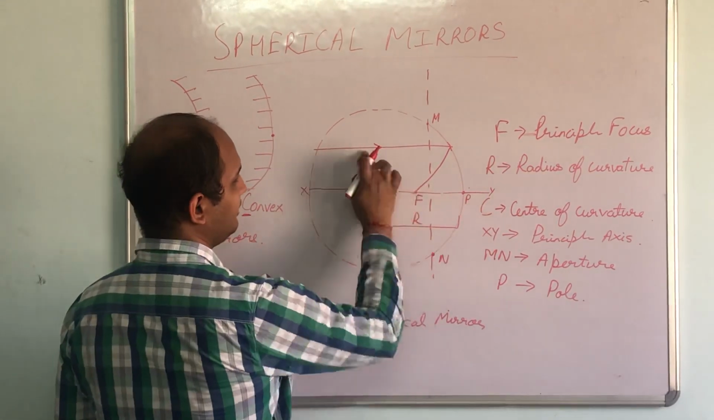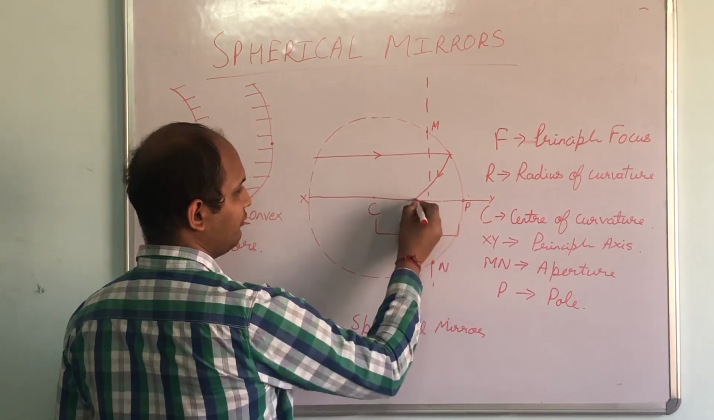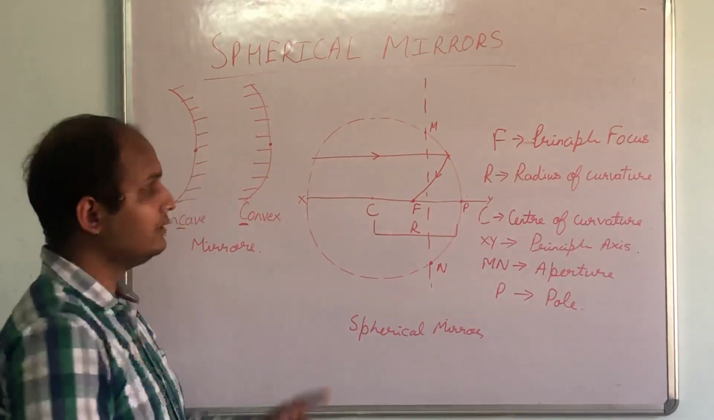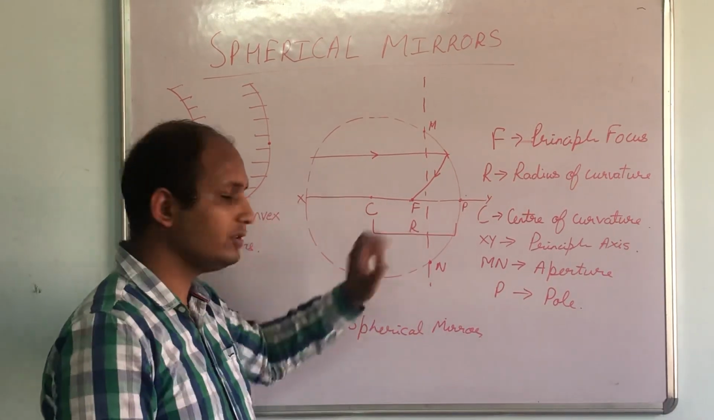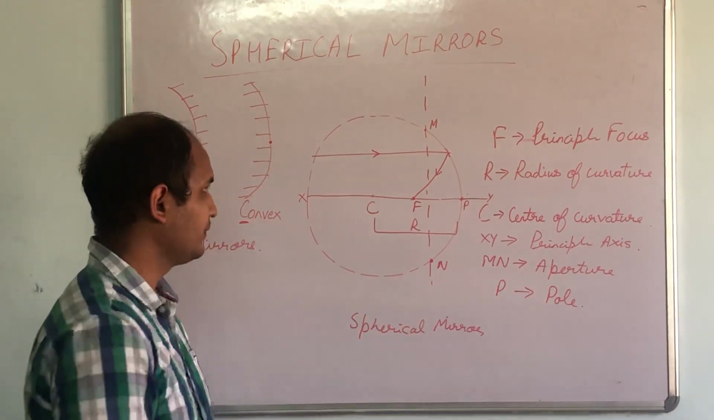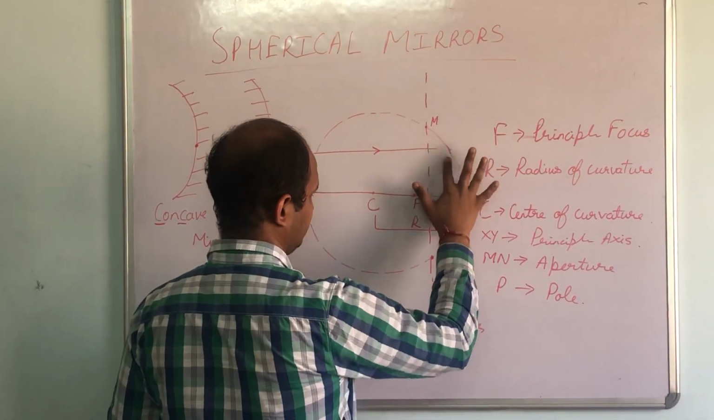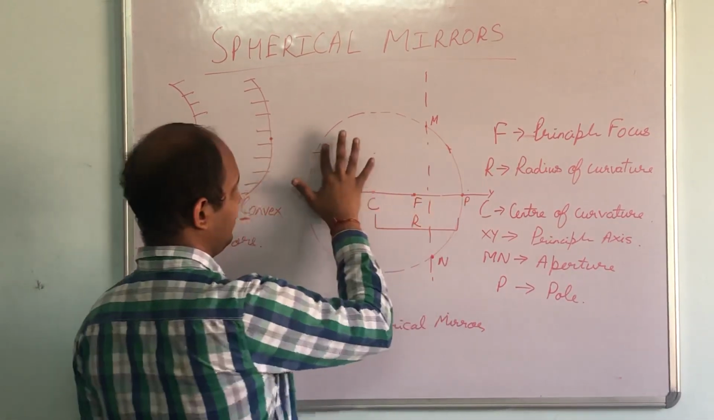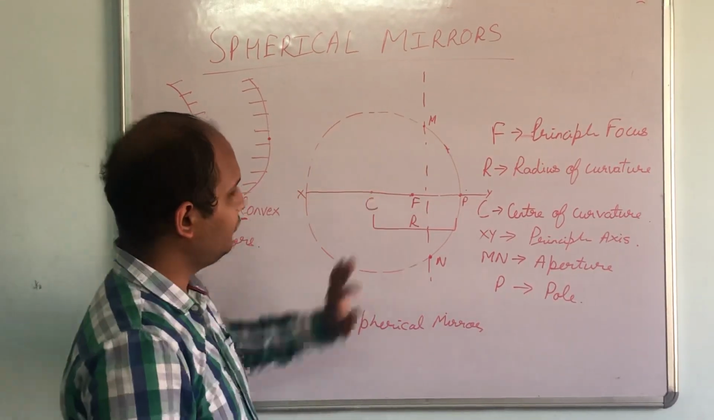I have drawn a single ray. This is the principal axis, this ray is parallel to the principal axis, and this is the mirror. The ray is getting reflected from the mirror and meeting at point F. This ray is known as the light ray and this point is known as the principal focus. Okay. Now I am erasing this to make the figure clearer, because I have to add certain more things. Now this is the focus.